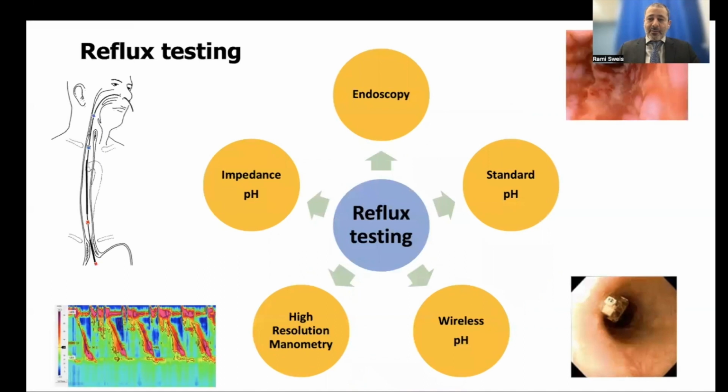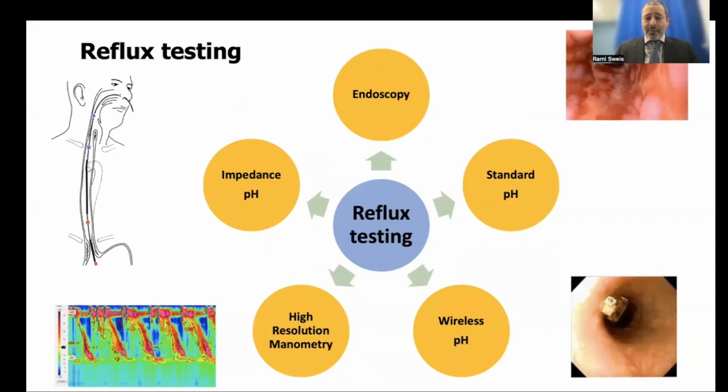In order to assess the degree of reflux and the need for intervention, we need to perform tests to objectively measure the amount of reflux that's taking place. The first and foremost is endoscopy, and if there is clear evidence of grade C or D esophagitis, we don't need a pH study to confirm that this patient has reflux.